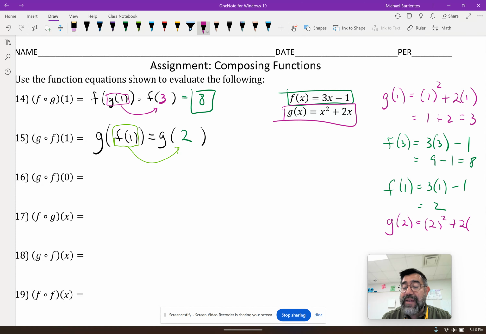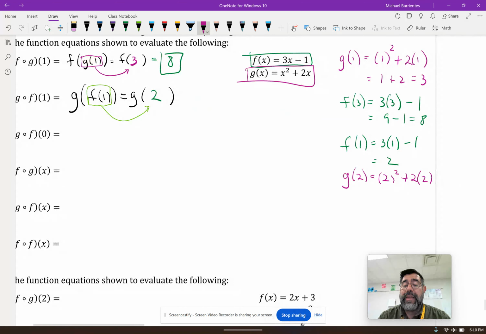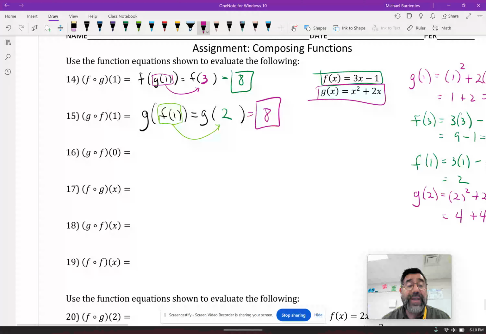Notice I'm saying input even though 2 was the output of the f, but now it becomes the input of the g. And so when I do this part, 2 squared, 2 times 2 is 4, 2 times 2 is 4, and so when I combine them, that's going to be 8, and there's my answer. Hey, I got the same answer as I did with number 14, but I didn't do the same thing, right? Questions.